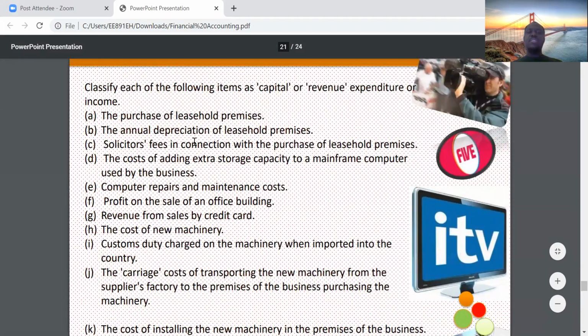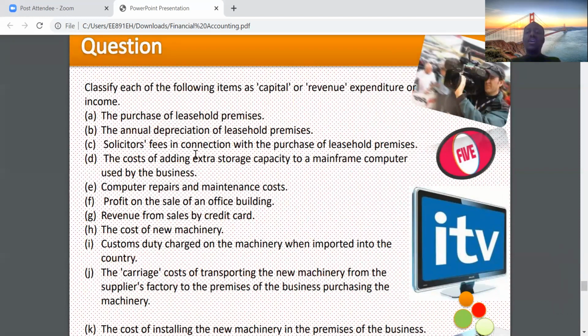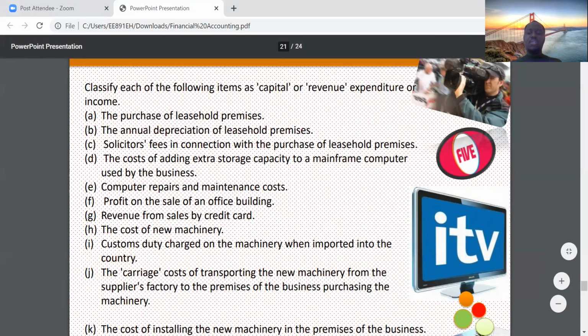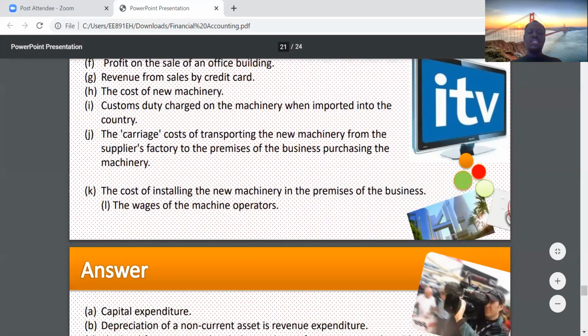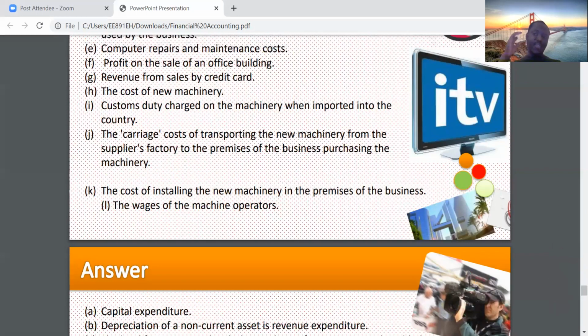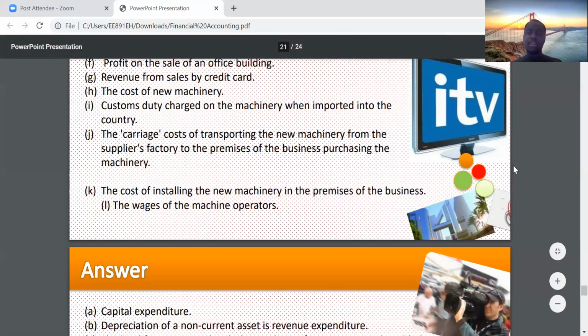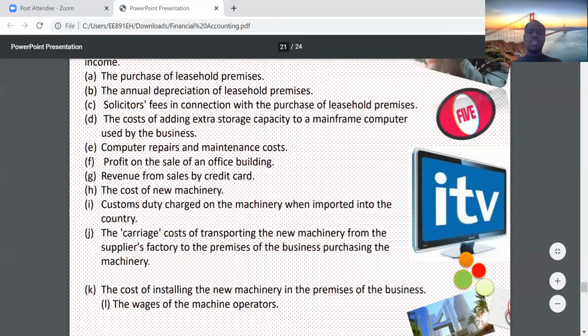The annual depreciation of leasehold premises. Always remember that depreciation is revenue expenditure. Revenue expenditure comes out of normal business operations. So you go back and see that depreciation of a non-current asset is revenue expenditure right here. It's very clear. So always keep that in mind.